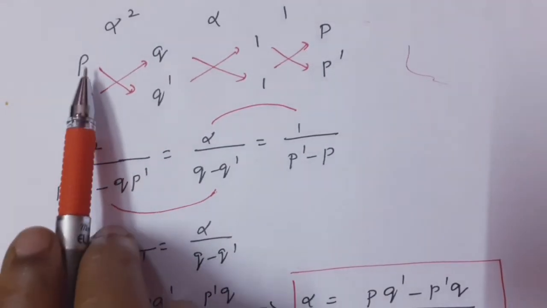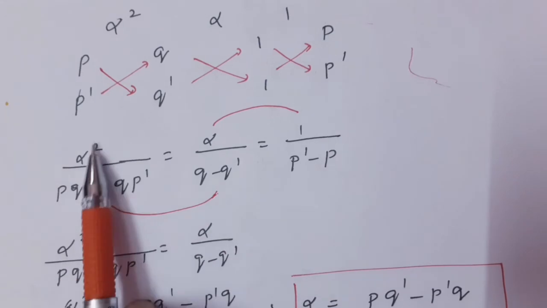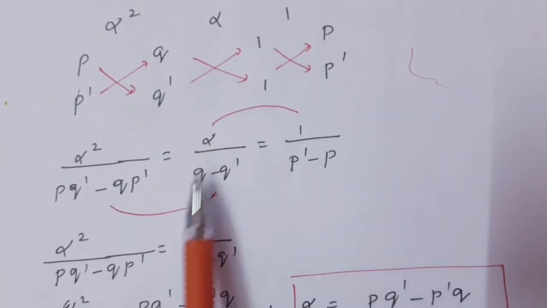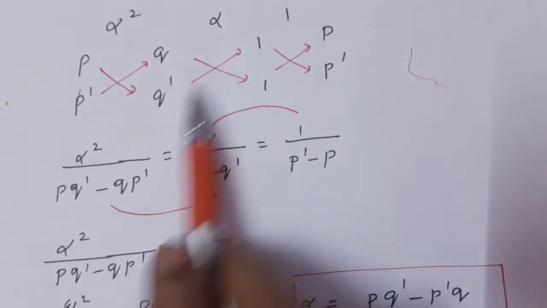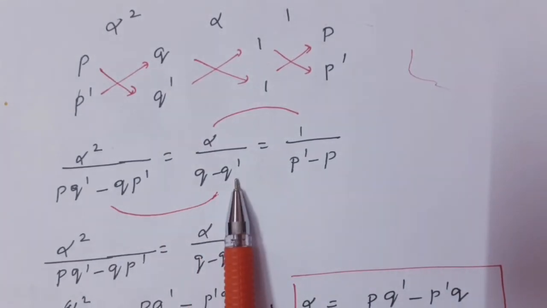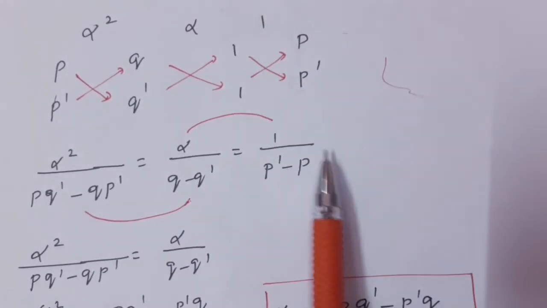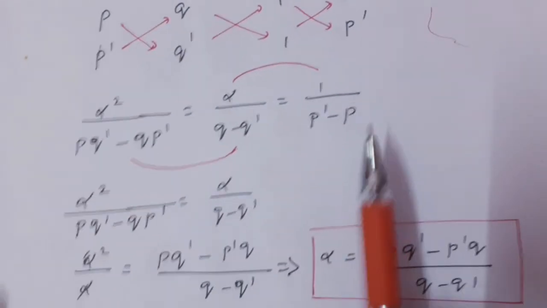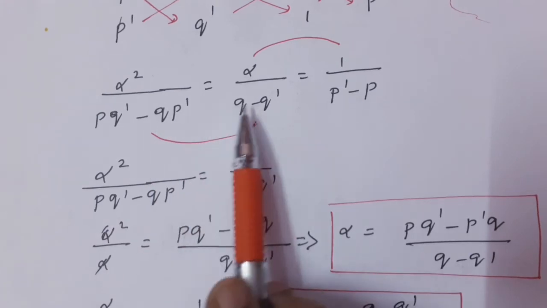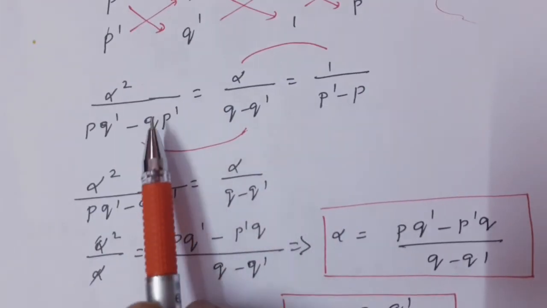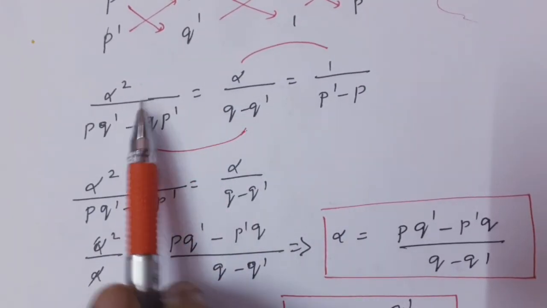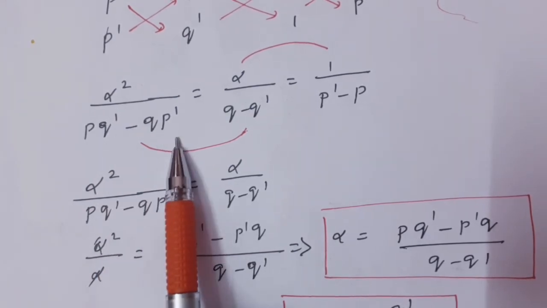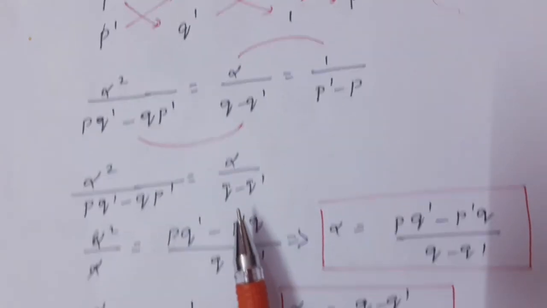Alpha square by p into q dash minus q into p dash, equal to alpha by q minus q dash, downward minus upward, equal to 1 divided by p dash minus p. Now we convert, comparing the first and second terms. So alpha square by pq dash minus qp dash equal to alpha by q minus q dash.